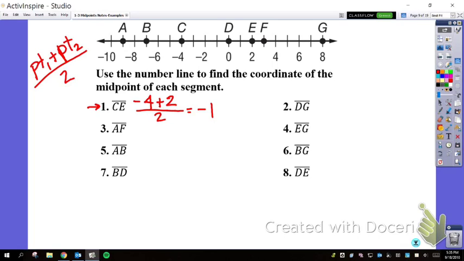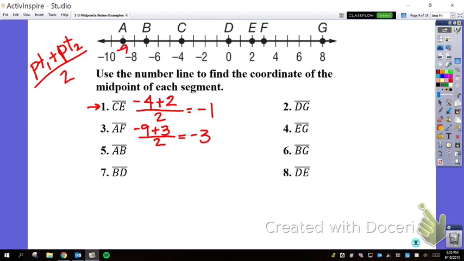Same thing with A to F. With A to F, we would have -9, because we have to watch right here that it's in between 8 and 10. So -9 plus F is at 3 divided by 2. So here's where you have to be a little careful. -9 plus 3 is -6, and -6 divided by 2 would be -3. Okay, so this same idea would continue.